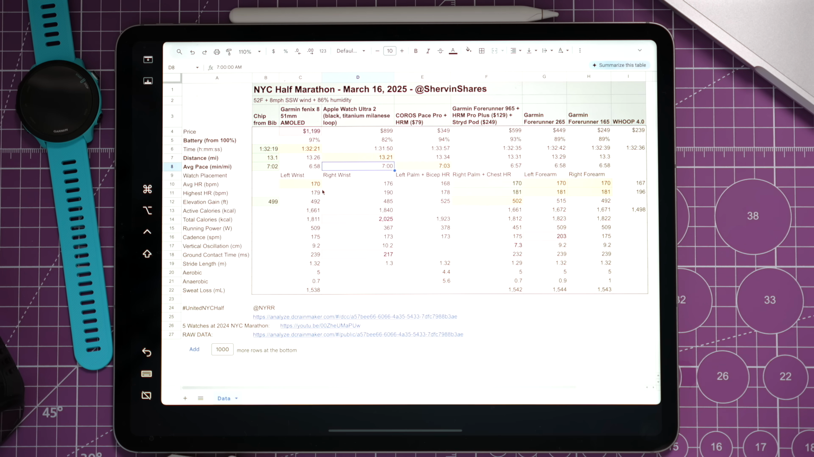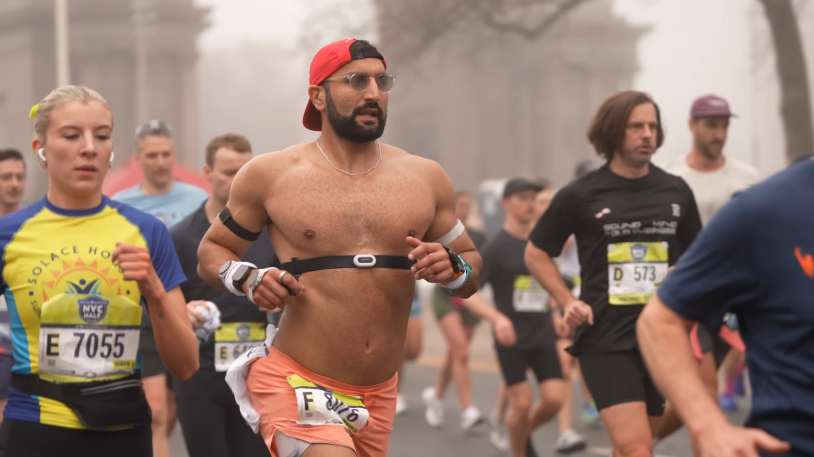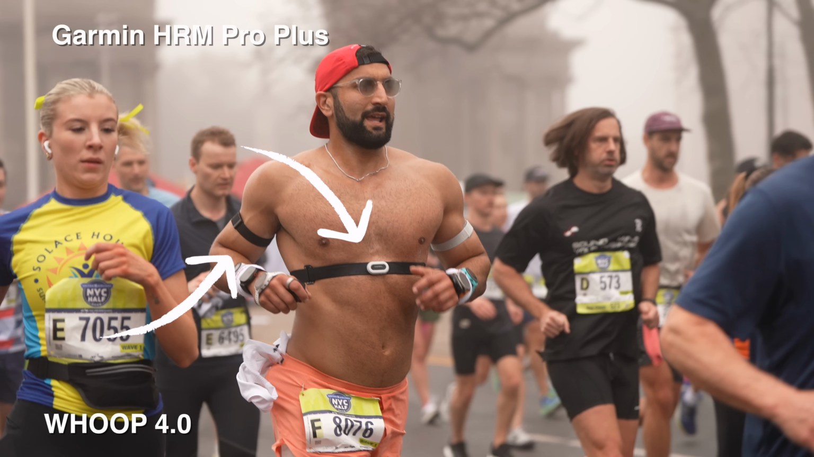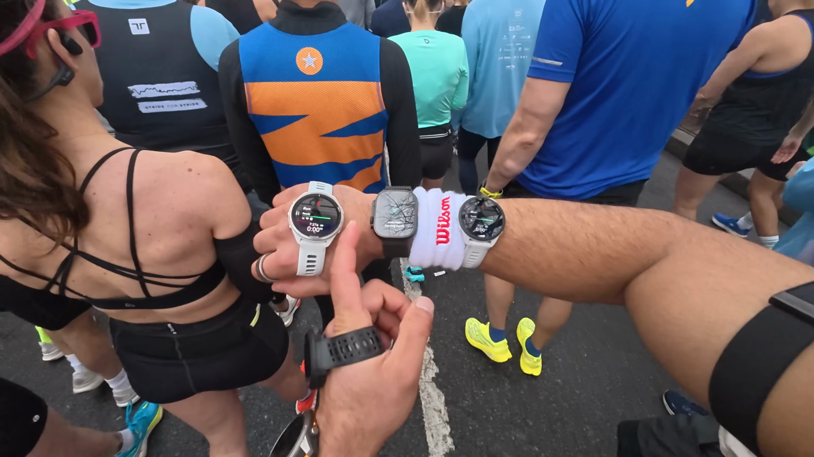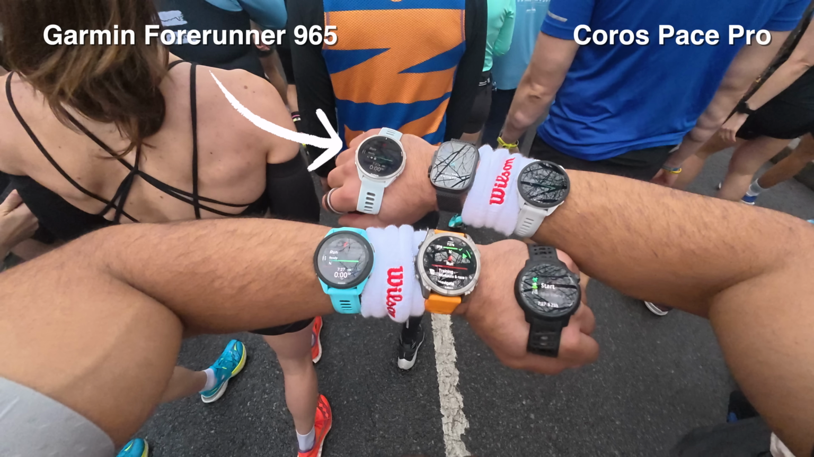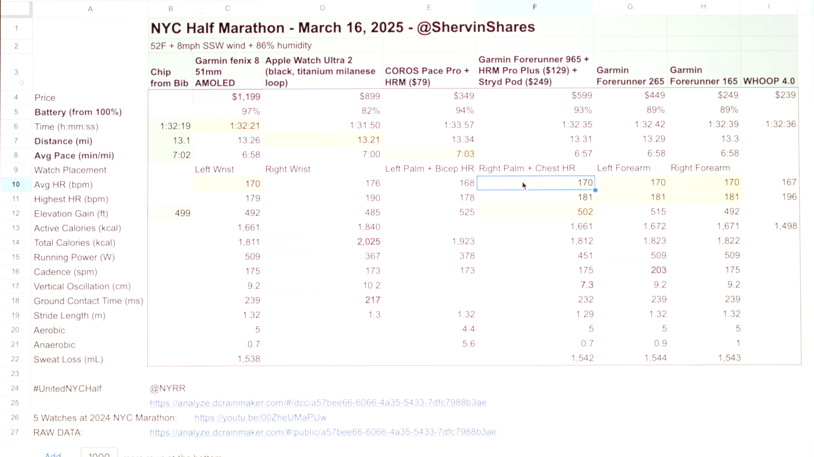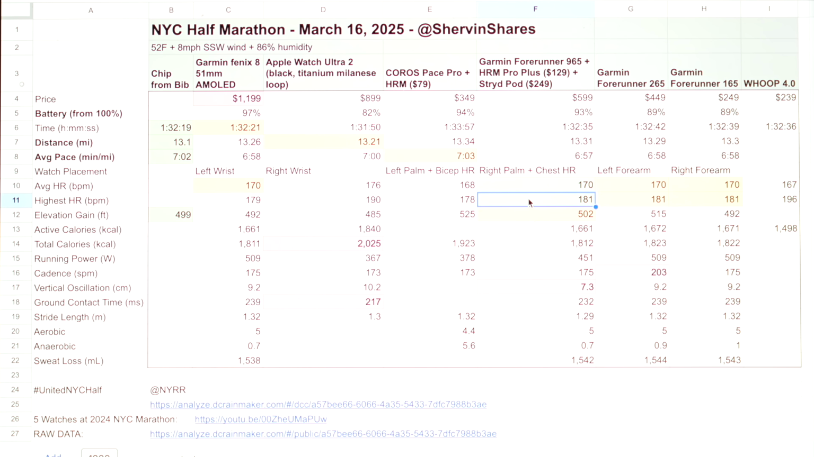Now let's talk about the average heart rate and that information. So I wore a chest HRM Pro Plus that was connected to my 965 because that was on my palm and you're not gonna get good heart rate data. So I had the 965 get chest strap data, and then I had the COROS Pace Pro, which was on my left palm, get bicep data, because anything that's on your palm is probably not gonna get a very good heart rate. So that was my way of saying, let's get some accurate heart rate data from other heart rate monitors for those 2 watches. So we're gonna say the standard was the Garmin 965. So 170, average heart rate, 181.